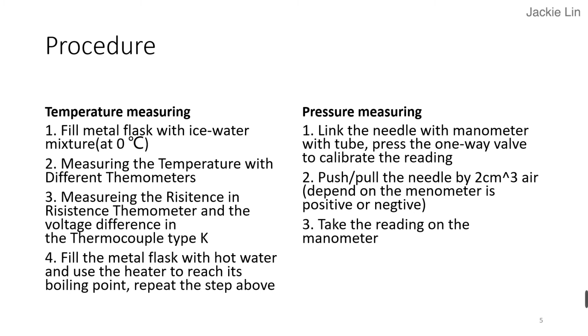For pressure measuring, we first link the needle with the manometer using tubes, pressing the one-way valve to calibrate the reading in manometers, and we then push or pull the needle by 2 cubic centimeters of air, depending on whether the manometer is positive or negative. We finally take the reading on all these manometers.